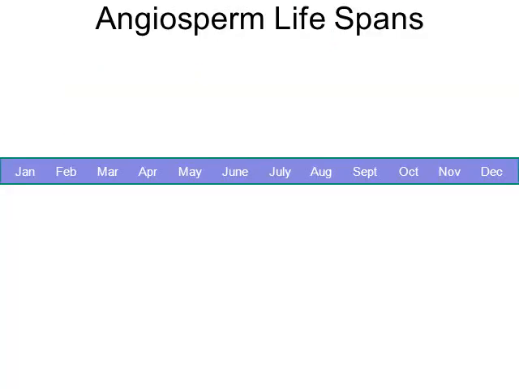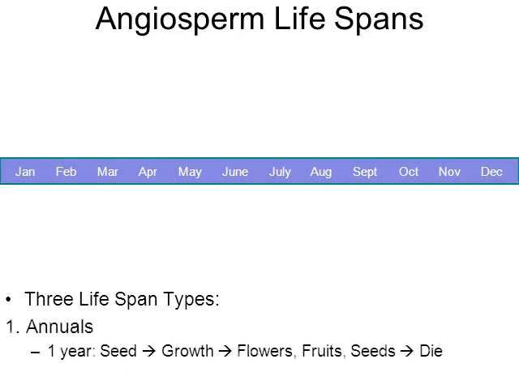Okay, so moving on, angiosperms go through a few patterns that we've noticed when it comes to how long they live, their lifespan. We've noticed three basic patterns when it comes to the lifespan of angiosperms. There are angiosperms that are called annuals because they only live 1 year. That's it. They do their entire existence in 1 year.